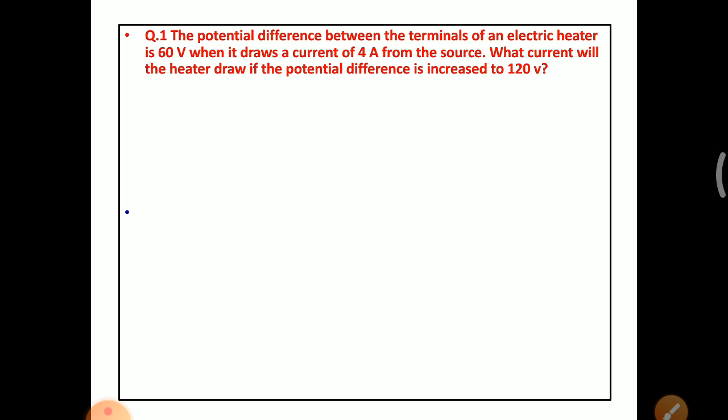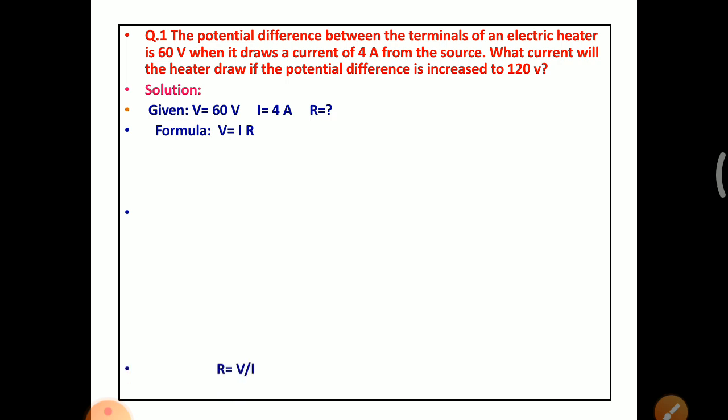So here I don't know the value of resistance of the electric heater. In the solution, first they gave V equal to 60 volt, so there is no problem in SI unit. I equal to 4 ampere. But I don't know the value of R. Why do I have to calculate the value of R? In the second question, they gave only one physical quantity, that means potential difference. So I have to calculate the value of R.